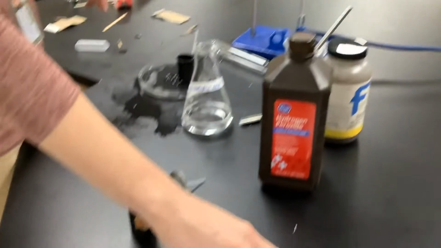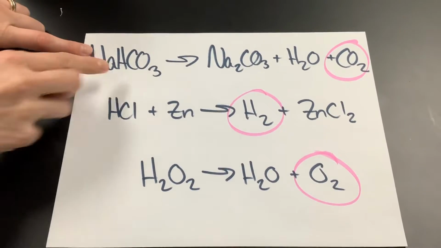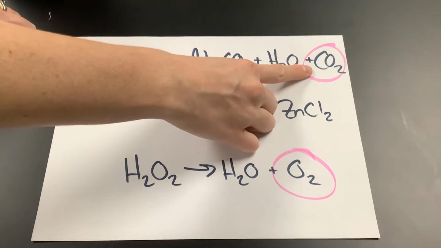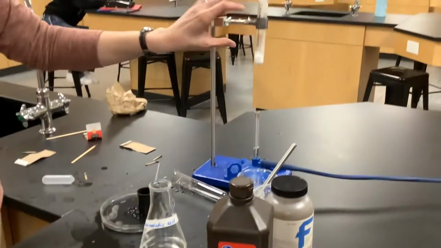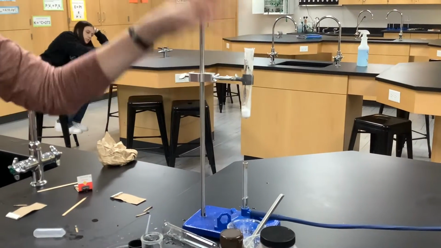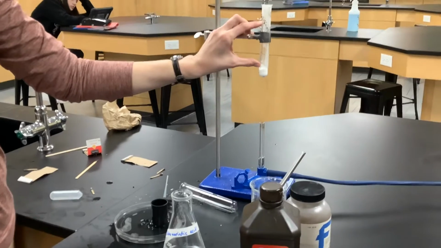So right here, this is our first reaction, baking soda. The decomposition is gonna split it up into its component parts. One of those products is gonna be carbon dioxide. Carbon dioxide is a lot more dense than air is. So if that's one of our products in this test tube, it's just gonna sit at the bottom of the test tube. It's not gonna float up and away. So we should be able to capture it real easy in there.